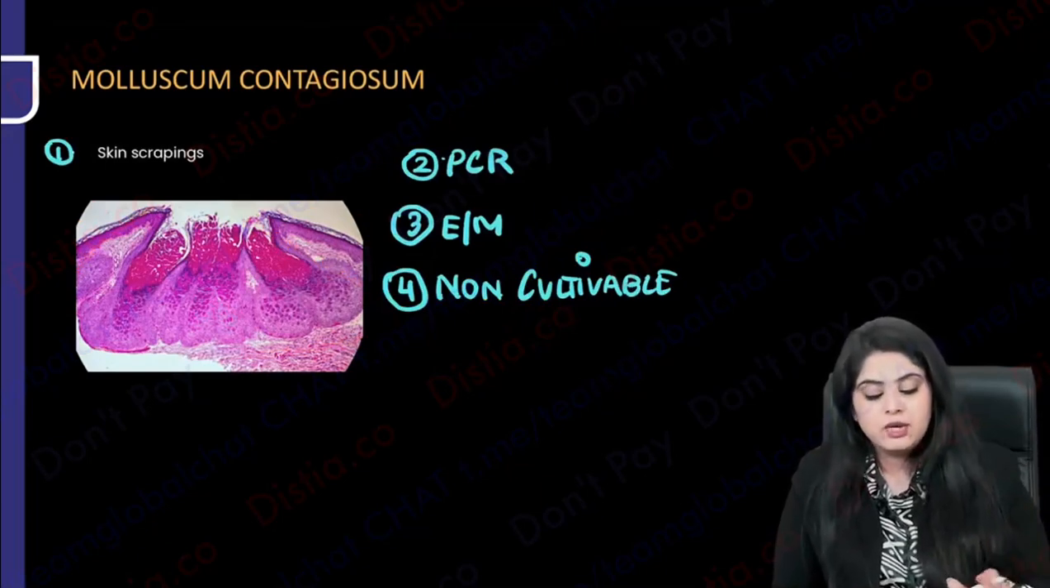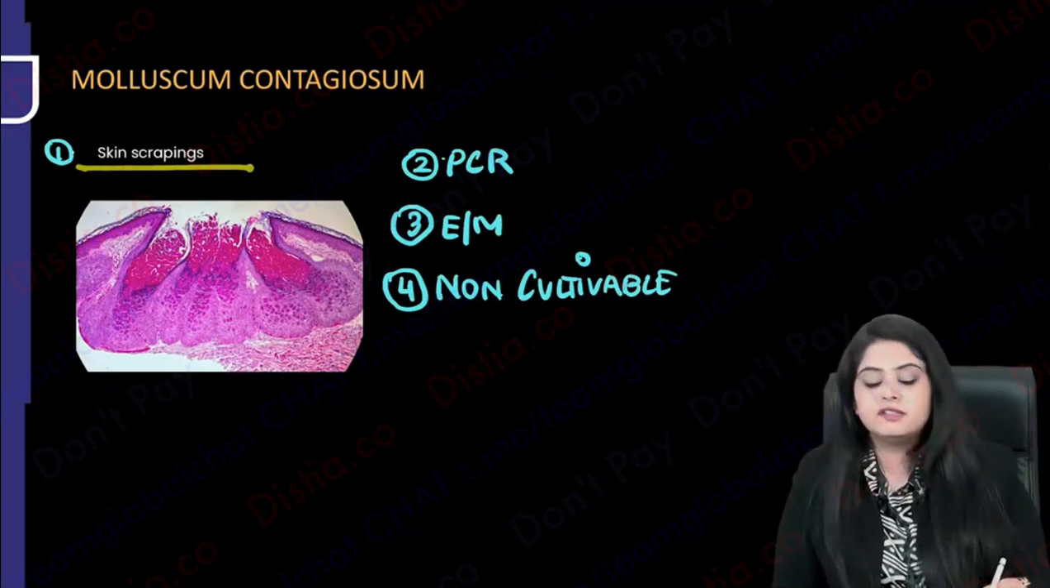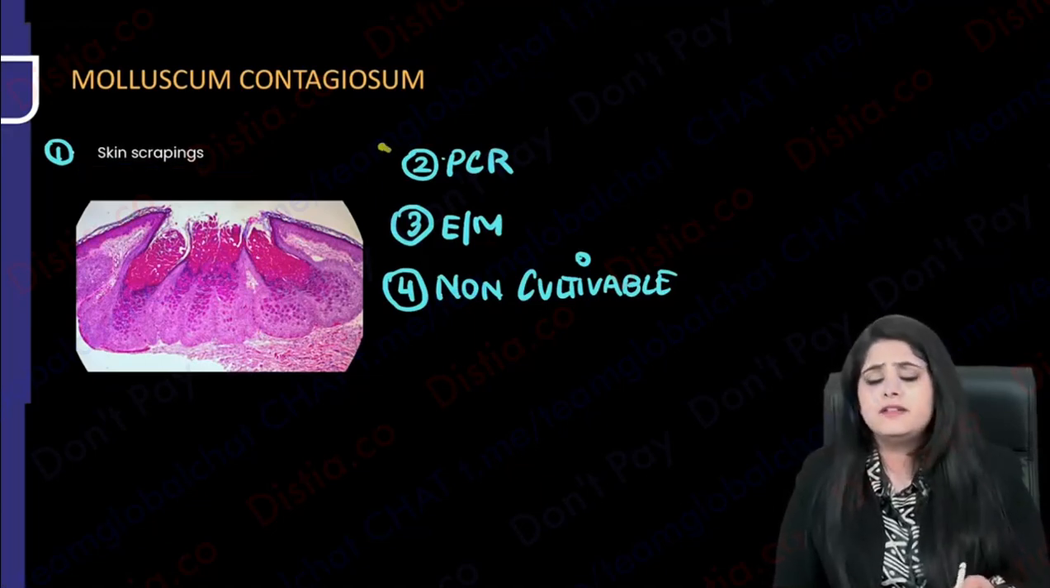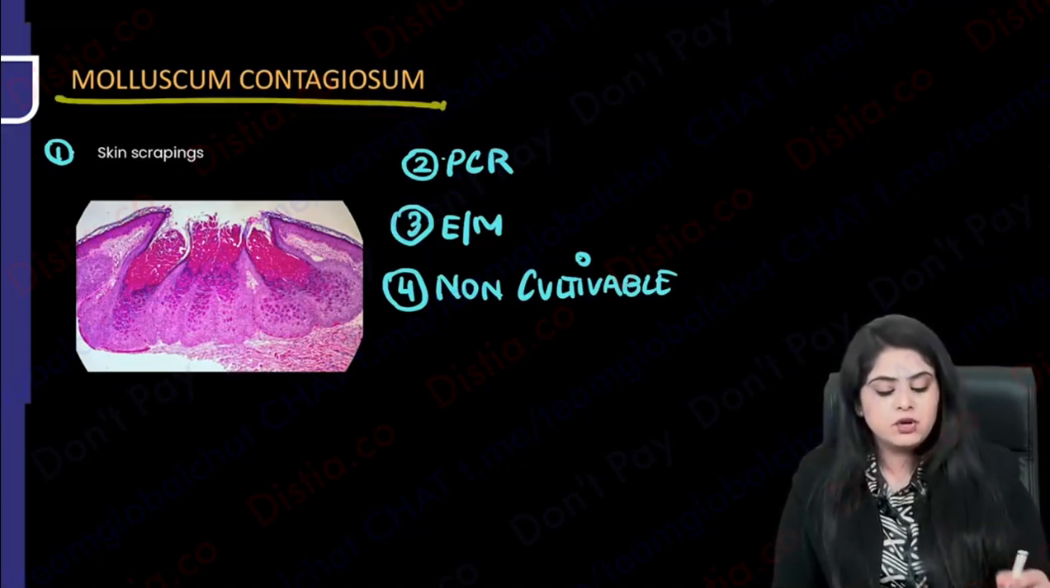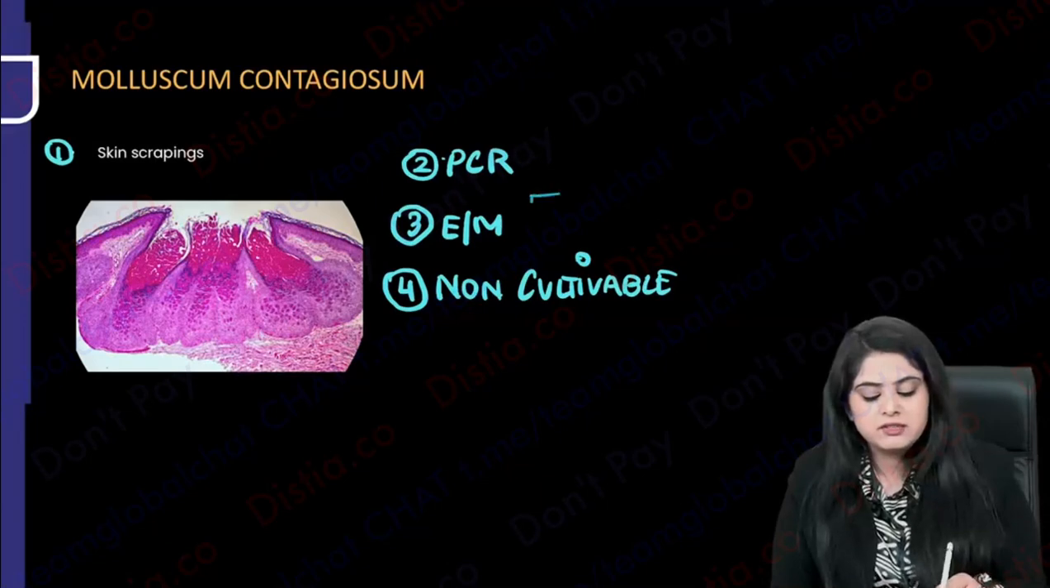Okay, now what else? In molluscum, are you only going to do skin scrapings? No, of course. This is a DNA virus, so you will do polymerase chain reaction for DNA, and you know that this is a pox virus. Pox virus basically means that it's going to look like what?